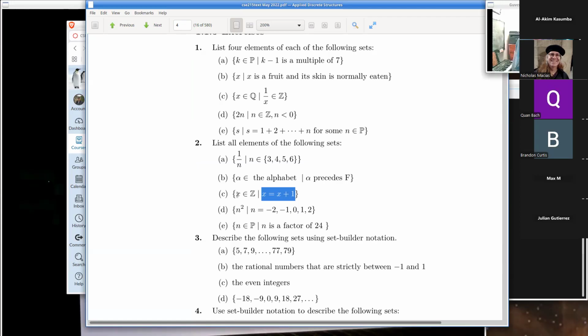Yeah, exactly. None. So there's no integers that satisfy this, so there are no elements in this set. So this is a fancy way of writing the empty set. Make sense? Cool.